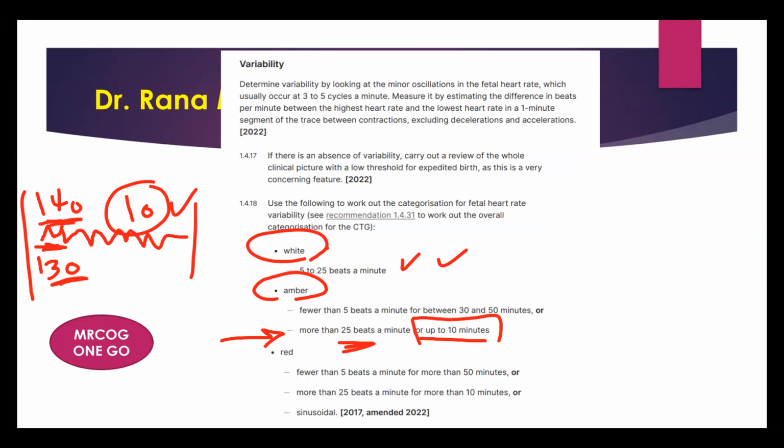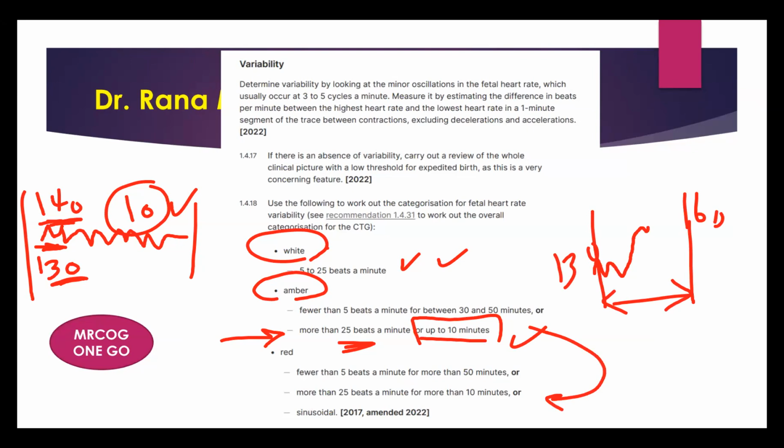For example, the fetal heart rate is like this, 130 and then 160 in the same minute. So this is increased variability. If it lasts up to 10 minutes, it's amber. If it's more than 10 minutes, what we will do, we will move here to the red.